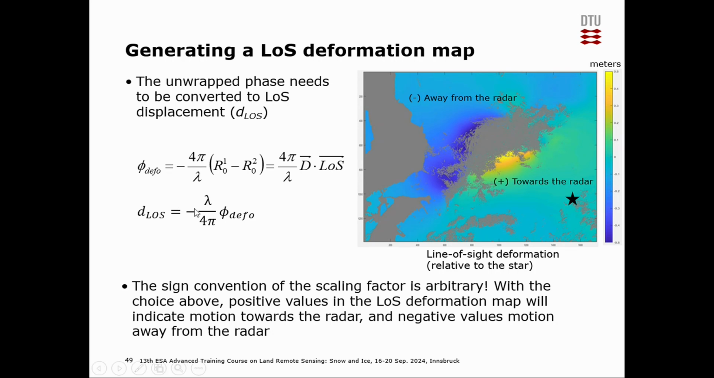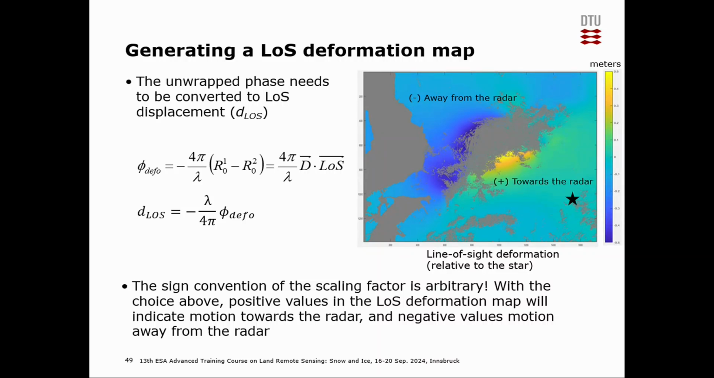The sign of our line of sight deformation, well, we just measure motion towards or away from the radar. Should towards the radar be a positive motion or a negative one? It is completely up to you when you process the image. There is no convention for this. So whoever gives you a line of sight motion map must tell you what convention they chose. I choose a minus sign, which corresponds to having positive motion towards the radar and negative away. But this is just my choice. We will see this in the exercise.